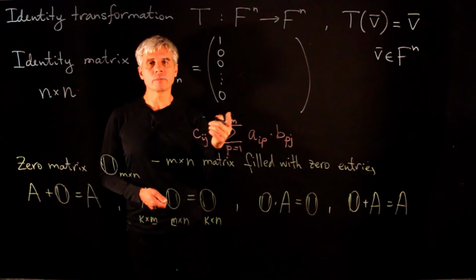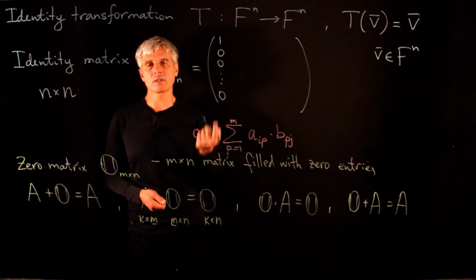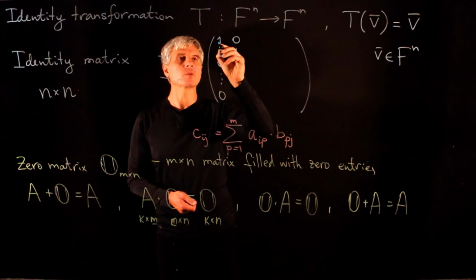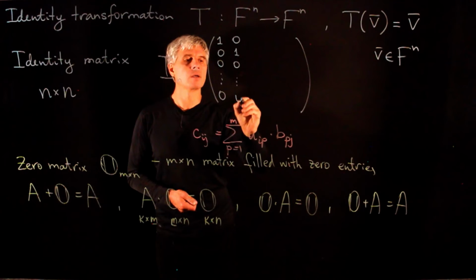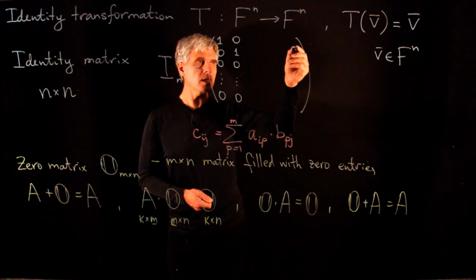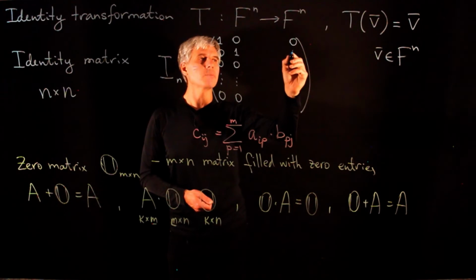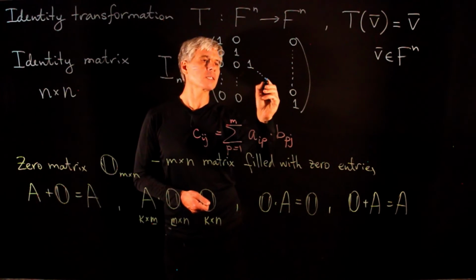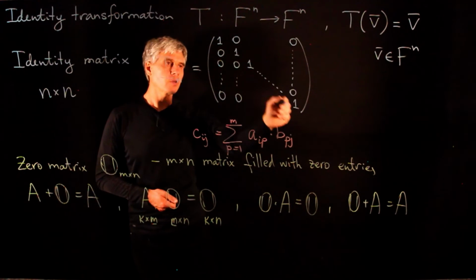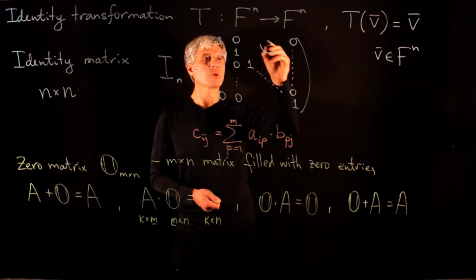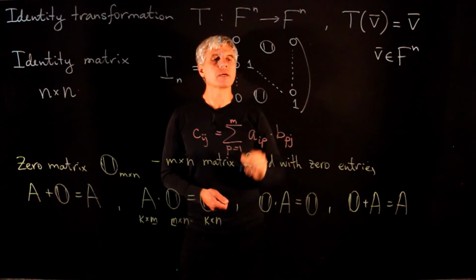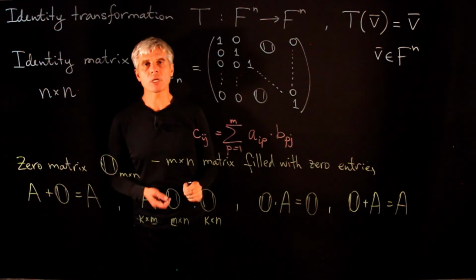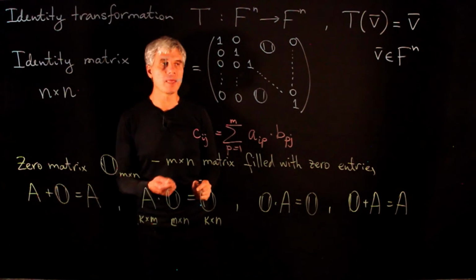The second column is the image of the second basis vector, 0, 1, 0, 0, 0. Again, the image of this vector is itself because we are talking about the identity transformation. And the last column is going to be the last basis vector, 0, 0, 0, 1. So we construct a matrix that has ones on the diagonal and zeros elsewhere. This matrix plays the role of the number 1.